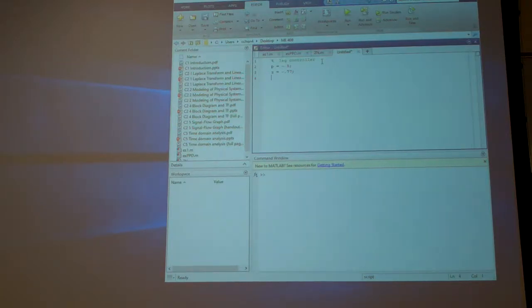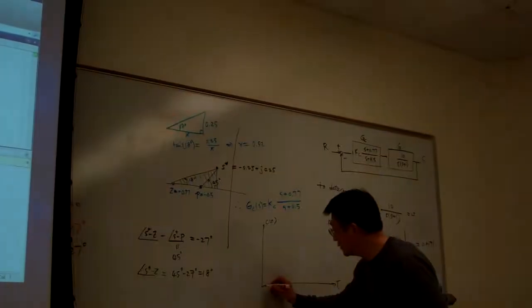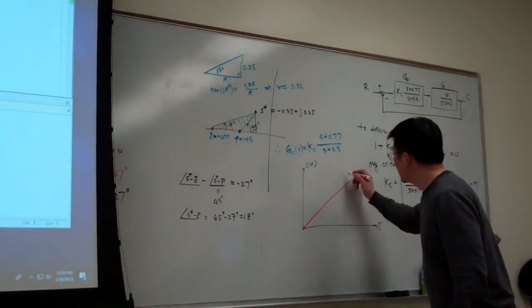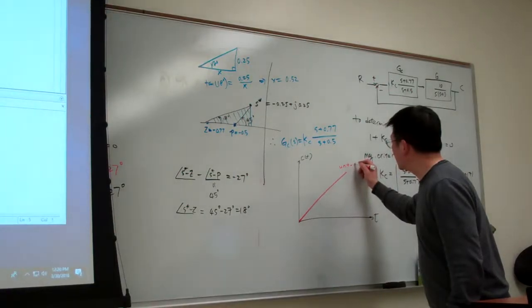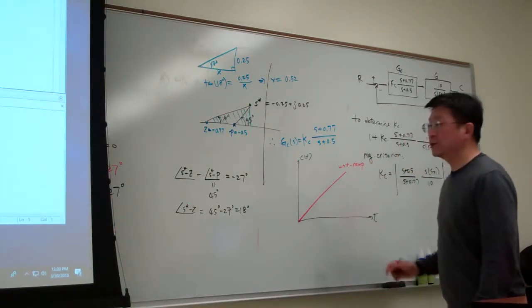Again, we illustrate this system. Okay, so now eventually I want to build up a certain graph. It's like this: this is the time, and this is the output response, compared to our command, so this is the unit ramp input.